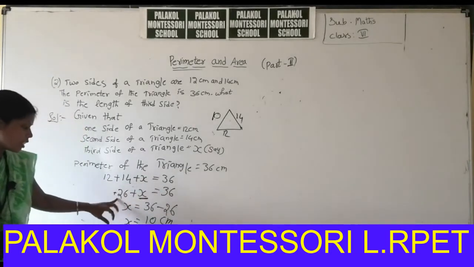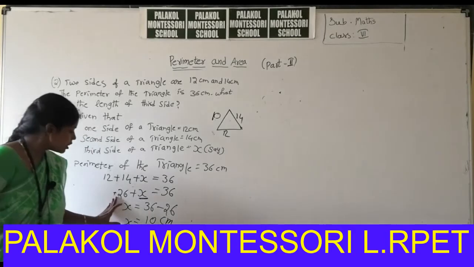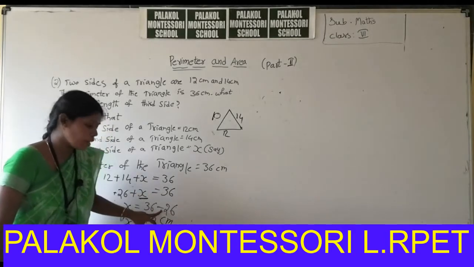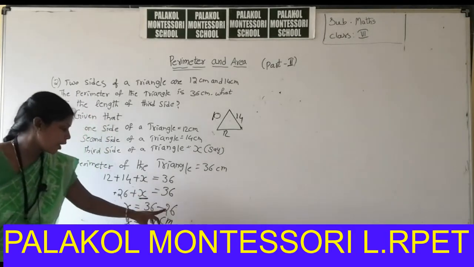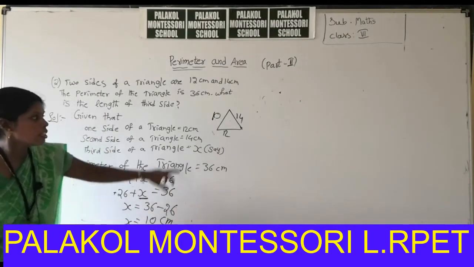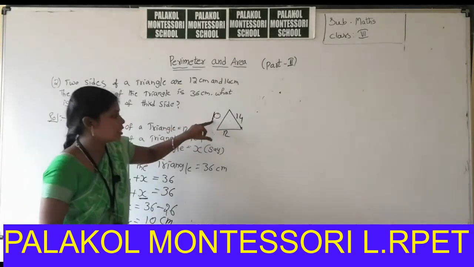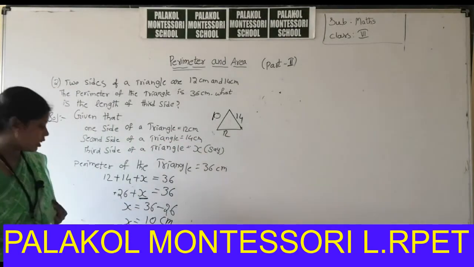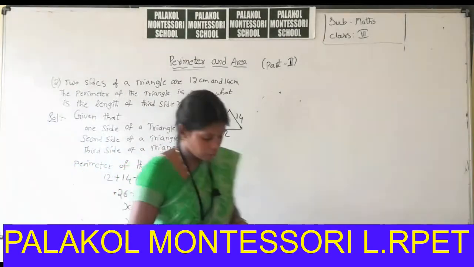So this 26 is addition on this side. When this 26 comes to this side, it is subtracted. So we subtract 36 minus 26. The result is 10 centimeters. So the third side of this triangle is 10 centimeters. Next we are going to another question.